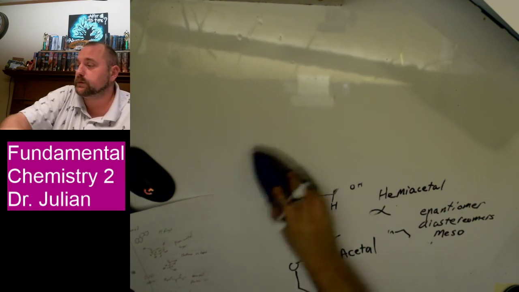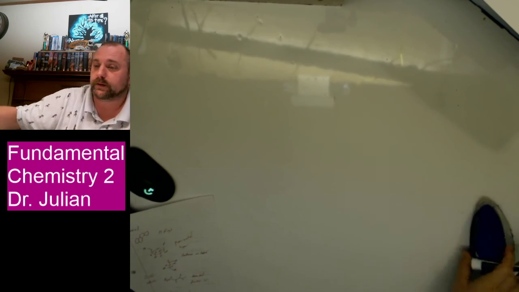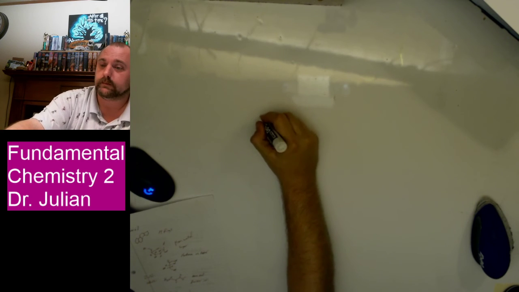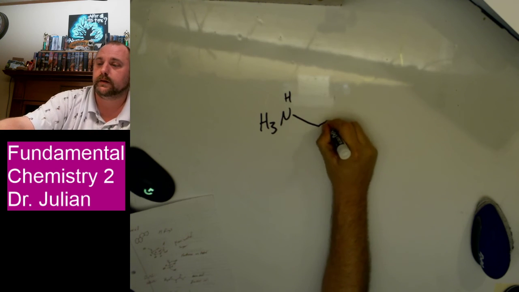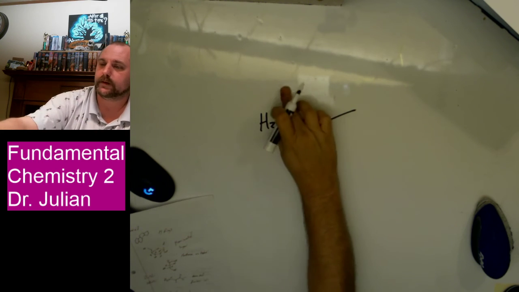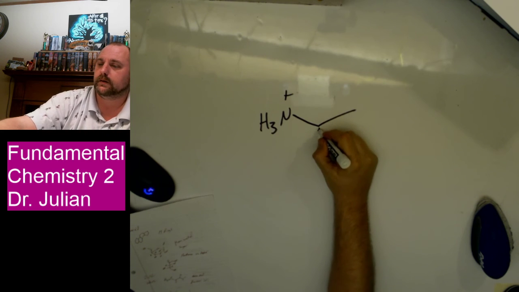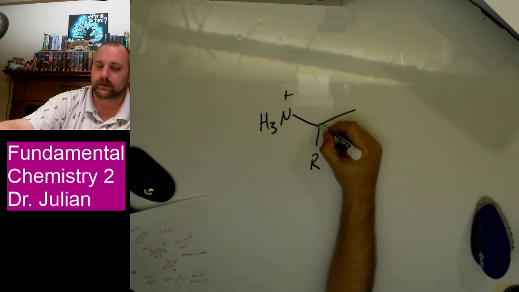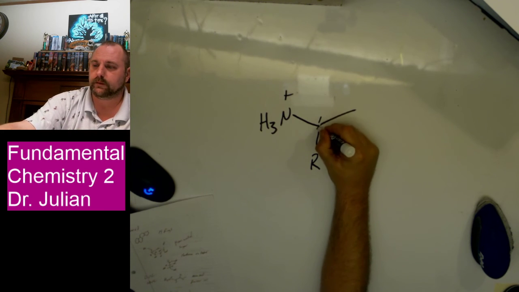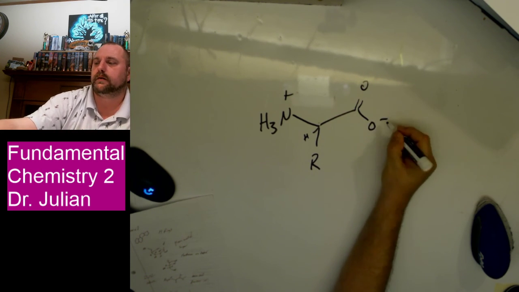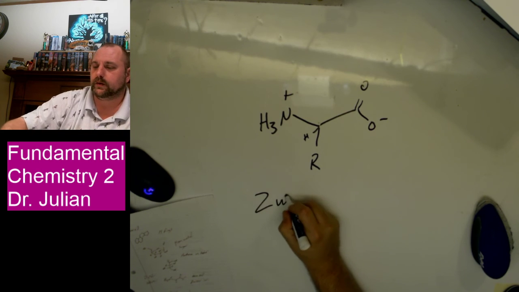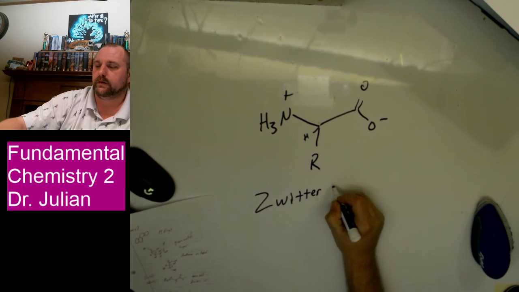Let's see, what else do we want to know? We did a lot of stuff with amino acids. And they, for the most part, had this kind of drawing. That should be a plus. Whatever R is. And the H comes off. Typically we draw it up here, but it didn't come off to the bottom. Whatever. All right. Remember these were zwitterions.